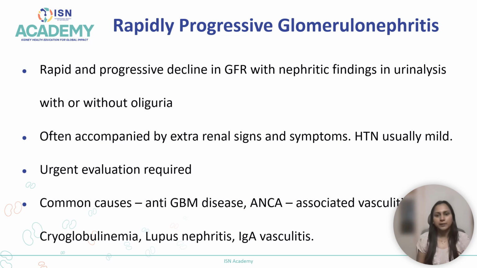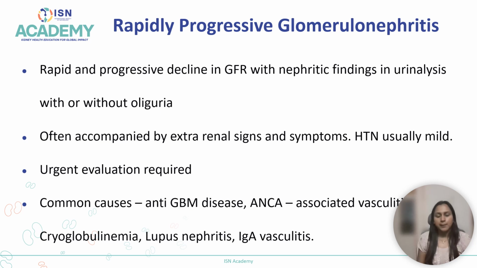When we look at rapidly progressive glomerulonephritis, there is a rapid and progressive decline in GFR within days to weeks, with some nephritic findings in urine analysis, often accompanied by oliguria. There are also extrarenal signs and symptoms usually seen. Hypertension is usually absent or mild. Rapidly progressive glomerulonephritis is an emergency and evaluation is urgent.